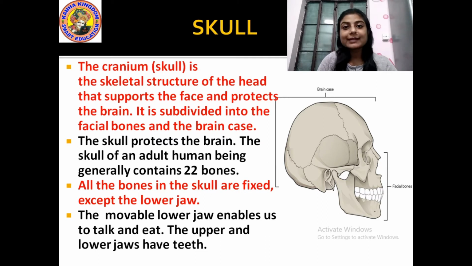The skull is also called the cranium. This skull supports the face and protects the brain that is present inside our head. The skull of an adult human being generally consists of 22 bones. How many bones? It consists of 22 bones. All the bones in the skull are fixed except the lower jaw. All the bones from the head to the ear are fixed except the lower jaw where the mouth is situated. Why? Because it helps to move it, by which we can talk and we can eat.